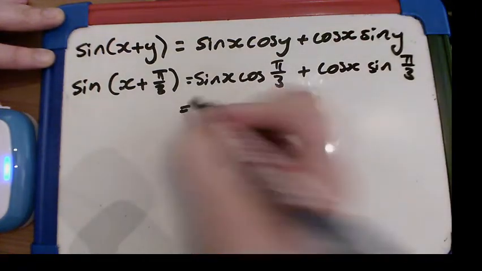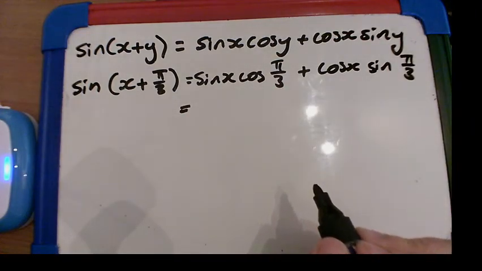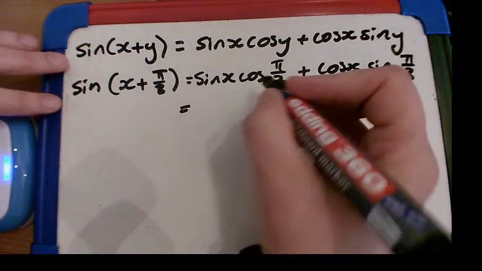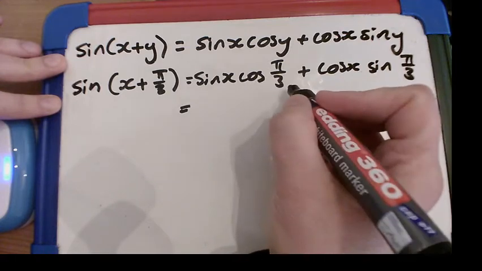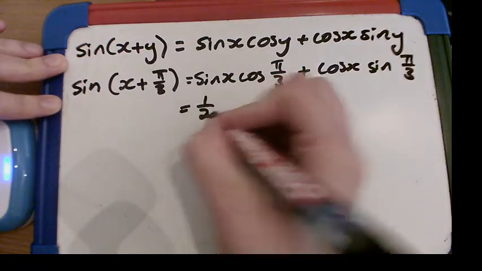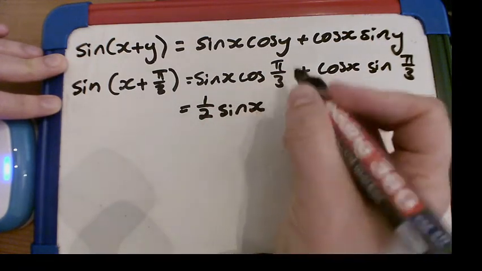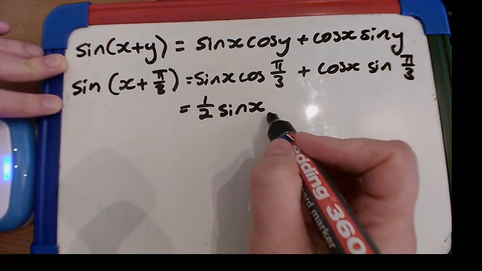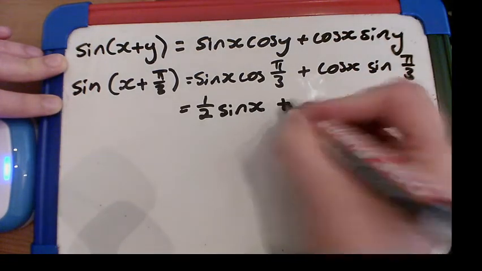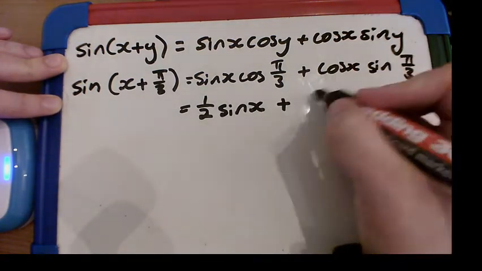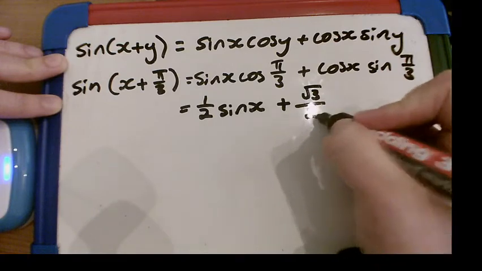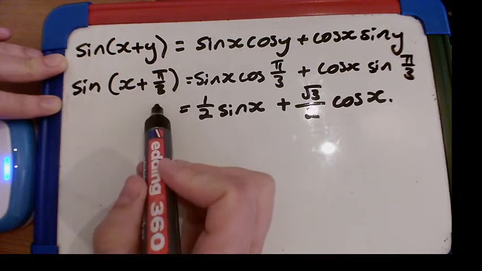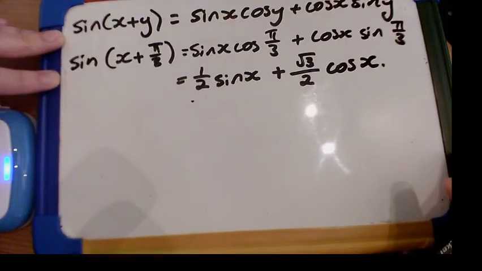Now, using the special angles that you might remember from GCSE, or just using your calculator, we can simplify this. Cos of 60 is a half, so that becomes a half sine x. Standard practice says we write the number before the trig function so it doesn't look like it's part of the angle. It's just convention. Now, sine of 60 is root 3 over 2 cos x, and that is what sine of x plus pi over 3 simplifies to.